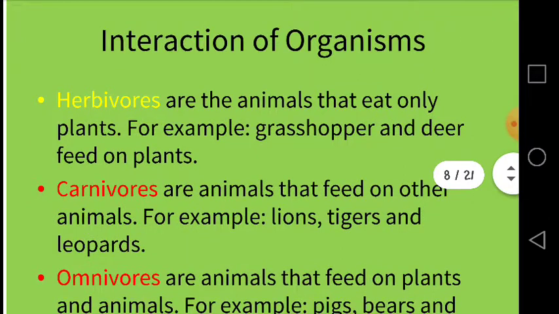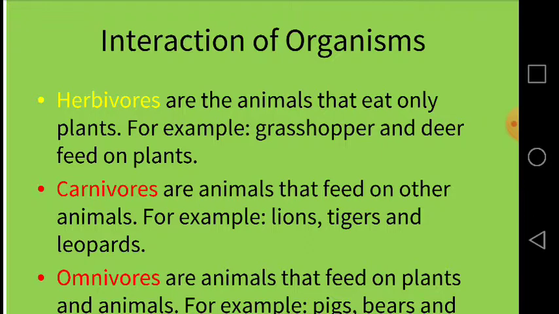The first interaction is called herbivores. Herbivores are those organisms which eat plants. Examples which are given in your book as well: the grasshopper and deer, and these feed on plants.